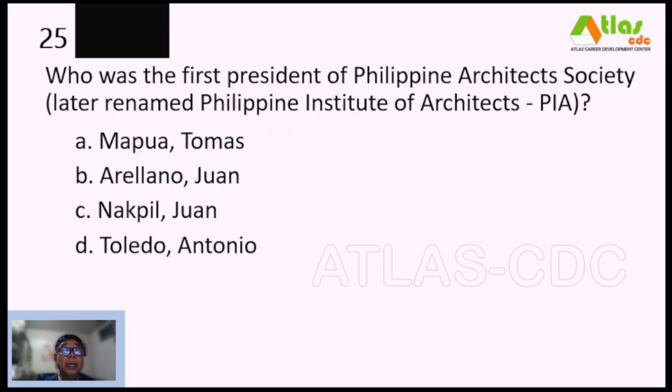Number 25. Who was the first president of Philippine Architects Society, later renamed the Philippine Institute of Architects or the PIA? A. Mapua Tomas, B. Arellano Juan, C. Nakpil Juan, and D. Toledo Antonio.